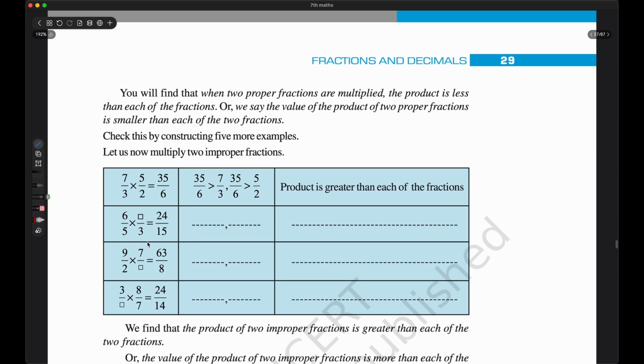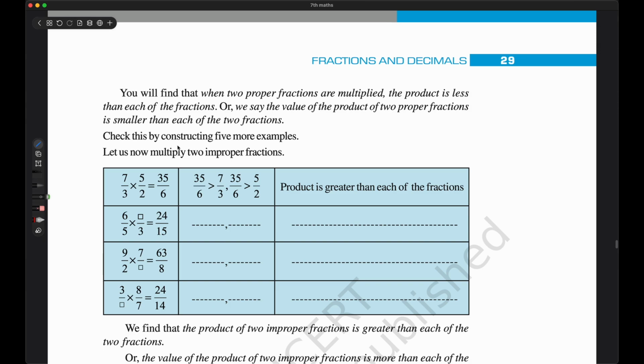So we can say that when two proper fractions are multiplied, the product will be less than each of the fractions, or the value of the product of two proper fractions is smaller than each of the two fractions.